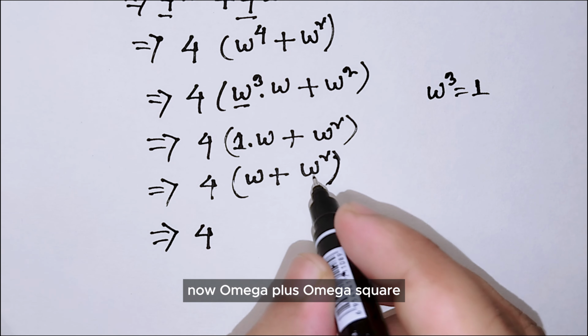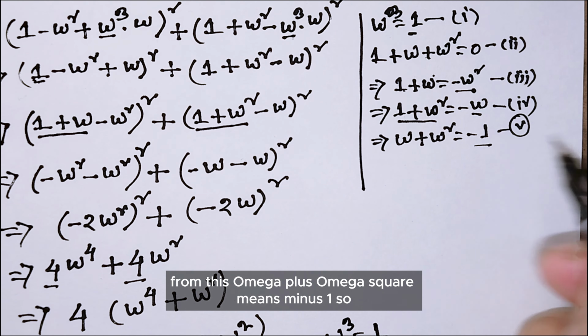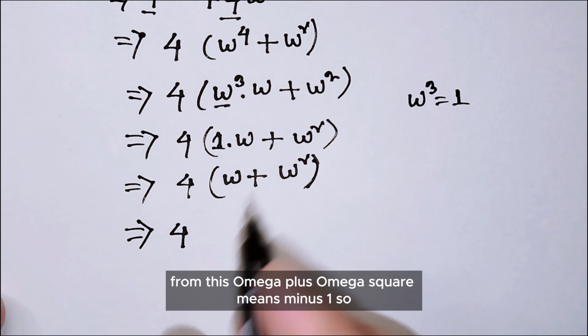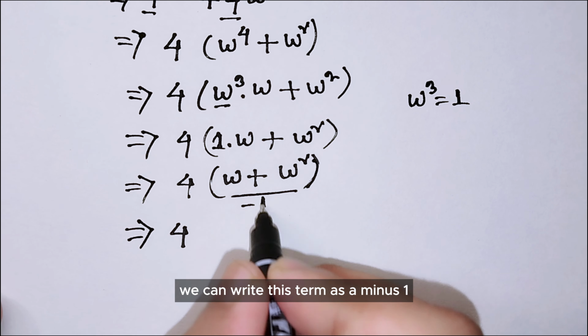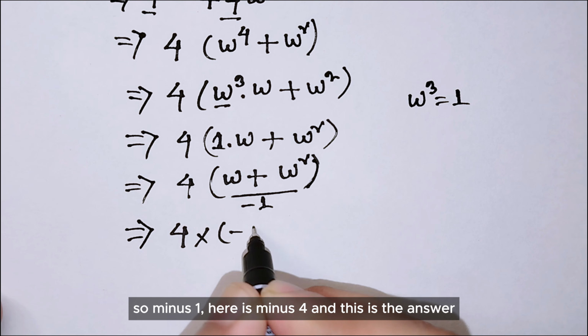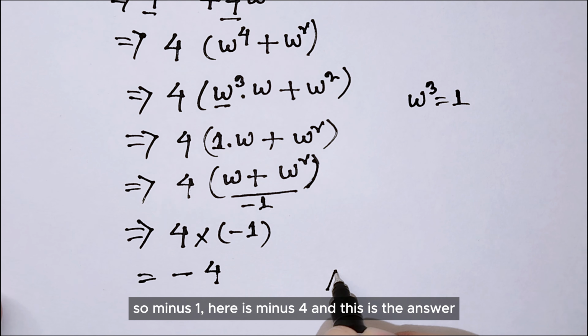Now omega plus omega square means minus 1. So we can write this term as minus 1. So 4 times minus 1 is minus 4, and this is the answer.